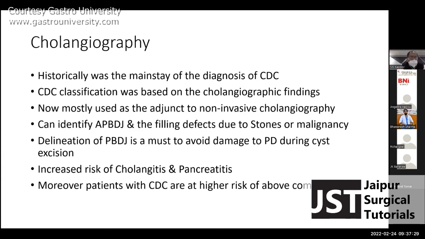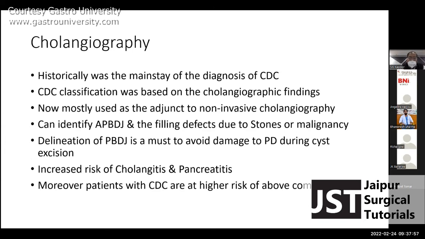Cholangiography, historically, was the mainstay of the diagnosis of biliary duct cyst, and biliary duct cyst classification was based on cholangiographic findings. Now it is mostly used as an adjunct to non-invasive cholangiography. It can identify anomalous pancreatico-biliary duct junction and the filling defects due to stones or malignancy.